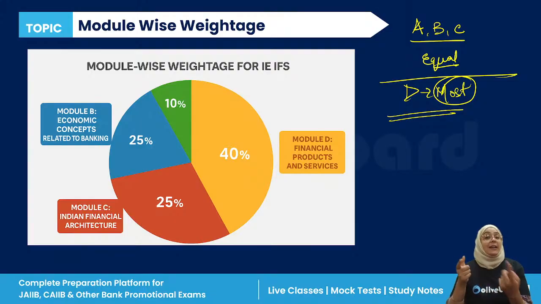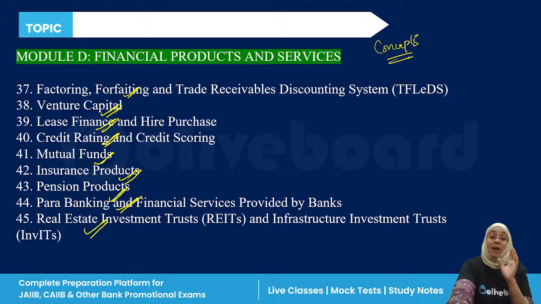Insurance product, repetitive questions from the insurance product, right? InvIT is a topic which is very repetitive for your examination, right? So InvIT is very repetitive. You have to focus more on InvIT. Pension products, repetitive questions were asked from the pension product. Insurance, mutual funds, credit rating, repetitive questions, these were asked in the examination. Factoring, forfeiting, trades, repetitive questions. I have seen trade receivable discounting system every time in the examination, right? So repetitive questions were asked from these particular topics.